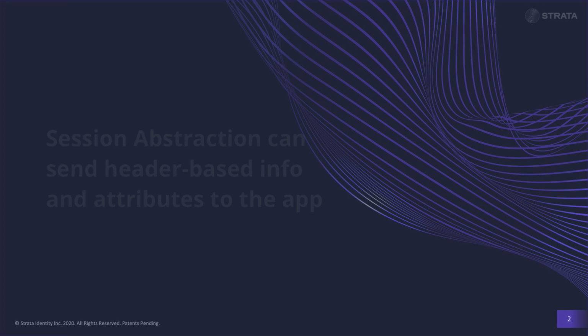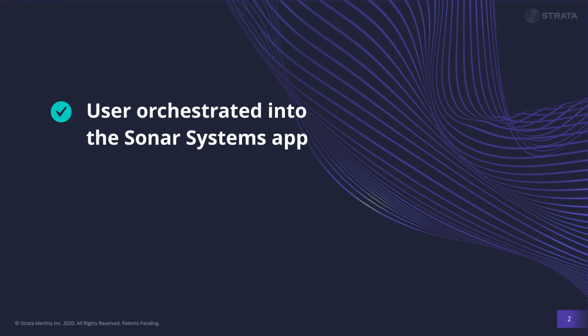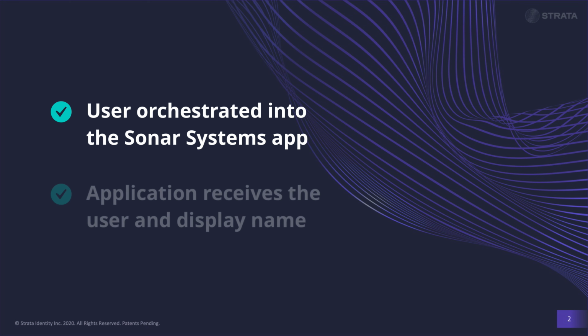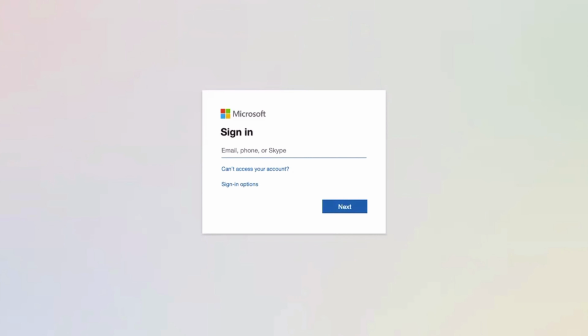Now shortly, you'll see the user being orchestrated by Maverics into the Sonar Systems application, and the application will receive the user and display the user's first name and last name. Let's go ahead and show the session abstraction now, and there you have it. The orchestrator said, oh, I see that Alan Adkins has been migrated to Azure AD, therefore, I'm going to direct the user's authentication to use Azure AD to authenticate the user.